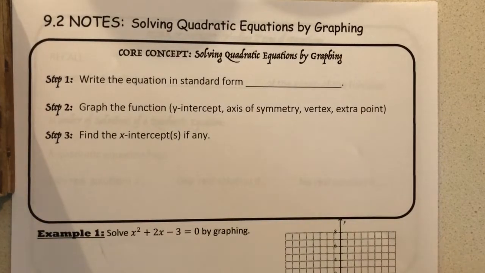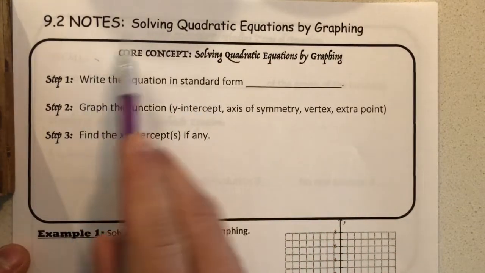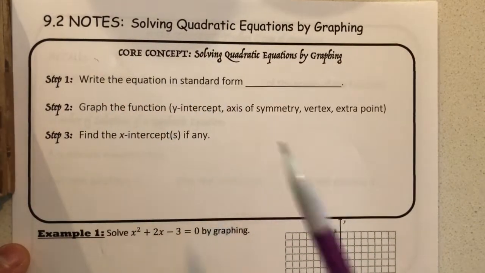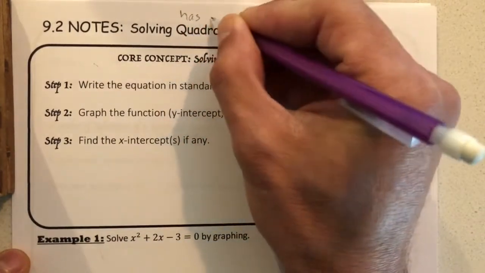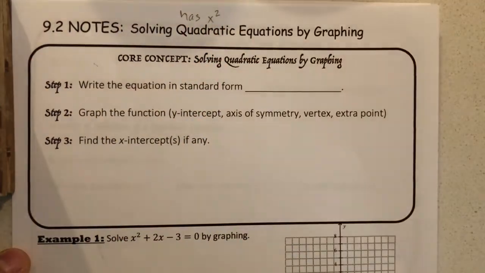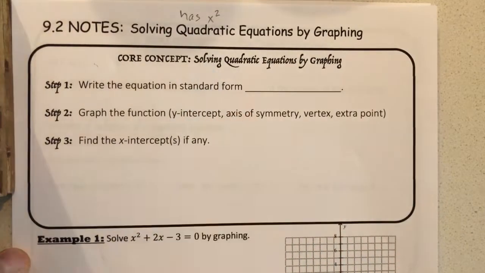This is Mr. Quattro. We're going to do notes today on 9.2 and 9.3, two pretty short sections. So the first one is 9.2, solving quadratic equations by graphing. Now remember, a quadratic equation is anything that has x squared. So these are our parabolas we learned before we went on quarantine.